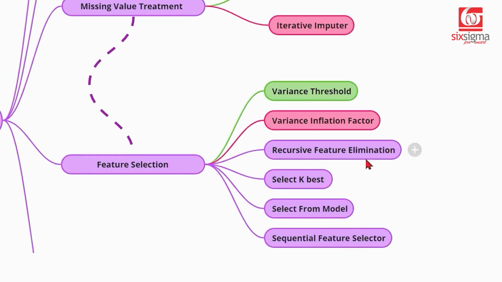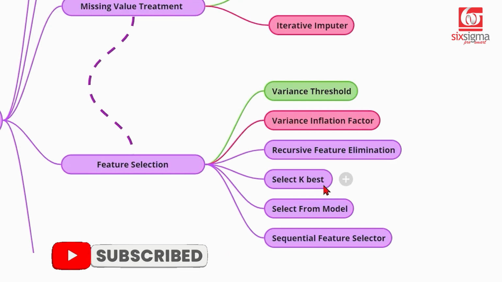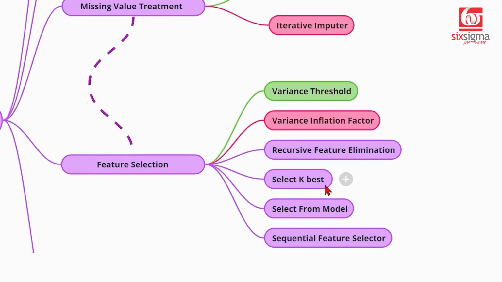Recursive feature elimination, select k-best, select from model, and sequential feature selector, these all involve checking the dependence or association between the target column and the independent features. Some of these, like select k-best, would check the association between every single variable and the target that you're trying to predict, while some others would try to check the association between the dependent variable and all the features together. These are the techniques that we are going to cover at depth with proper examples and real-world data sets so that you get a solid grip on data preparation, particularly from feature selection perspective.